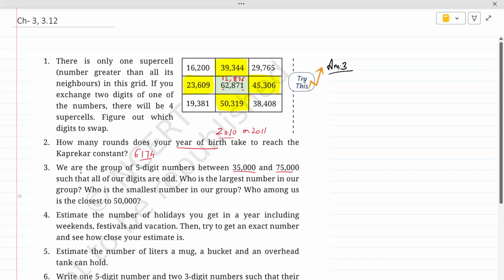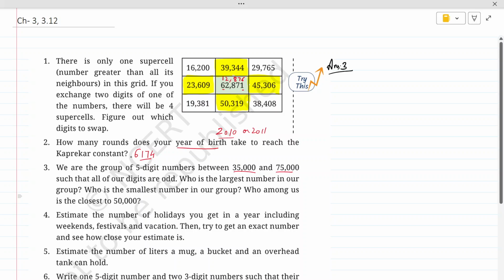First of all, what it is saying is that there is a group of 5-digit numbers, and those 5-digit numbers lie between this range. It is greater than 35,000 and less than 75,000. These numbers are such that all the digits are odd, and we have to find, among this group, the largest number, the smallest number, and which is closest to 50,000.